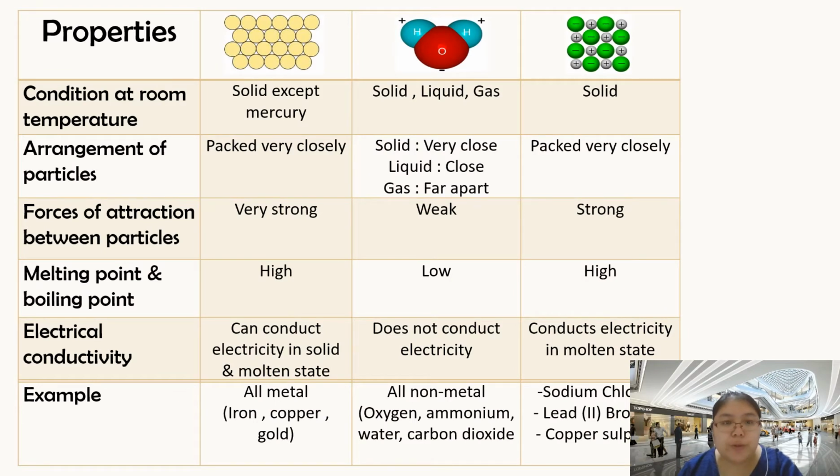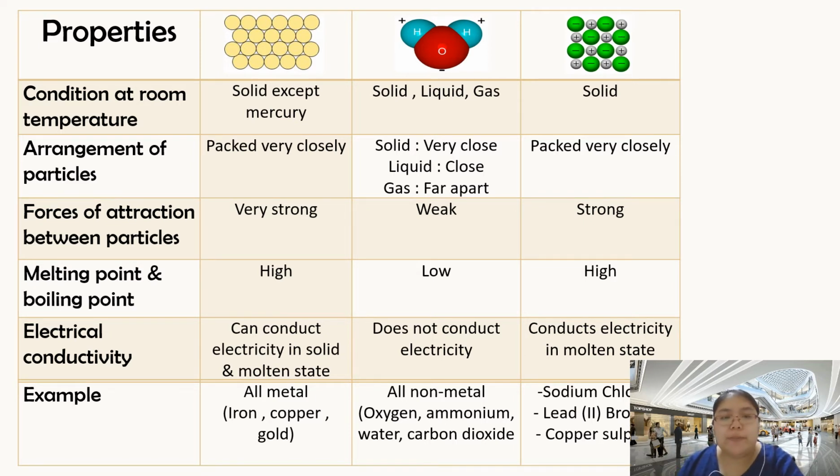Now we go into the details of the properties of the 3 types here. First one is the atom. Can you see the arrangement of particles? They are closer. Second one is the molecule. The third one is the ions. At room temperature, the atom is normally a solid, except mercury. Mercury is a liquid. The molecule has 3 states: solid, liquid, and gas. For the ion, it is also in solid state at room temperature.